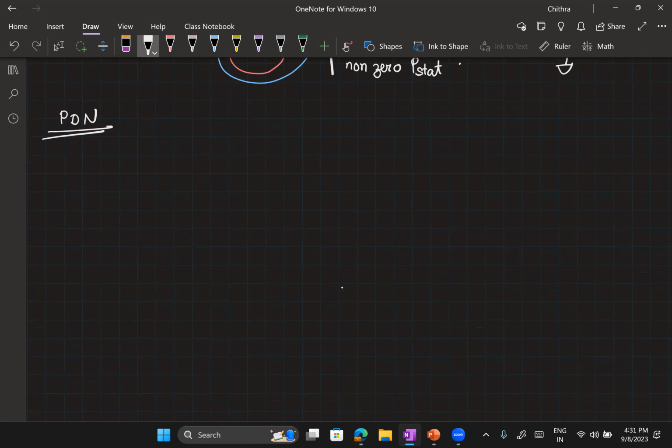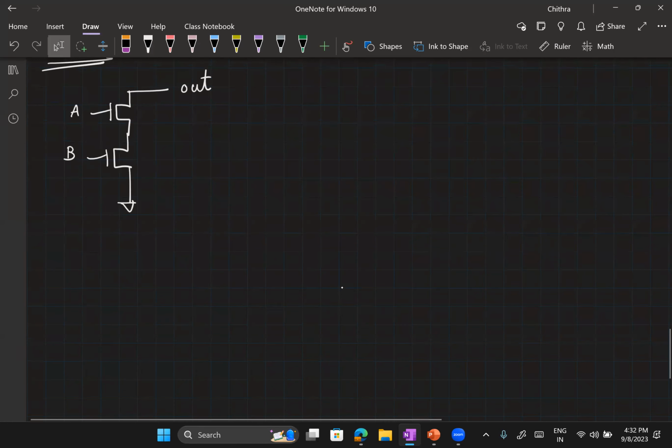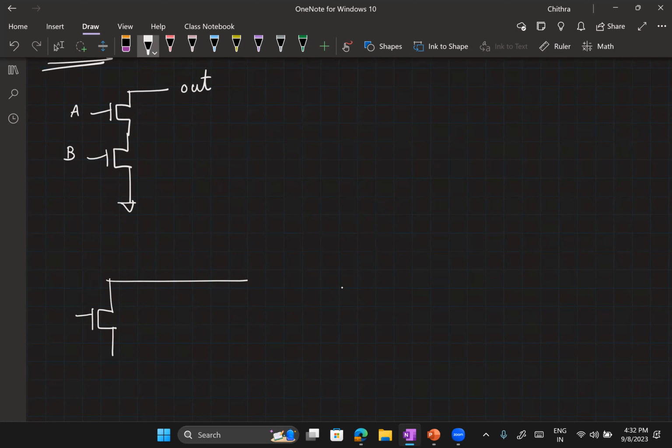Let's start with the pull-down network. We are going to look at the network as well as its truth table. There are, of course, two very quick possibilities that you can think of, right? You can have A and B, let's say two transistors with inputs A and B connected in series. This is your output, so you can write the truth table for this. The other possibility is when both of them are connected in parallel.